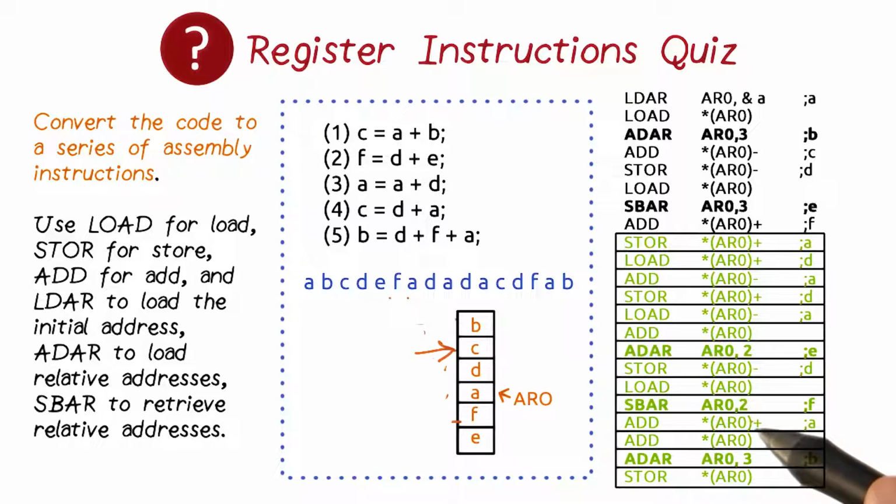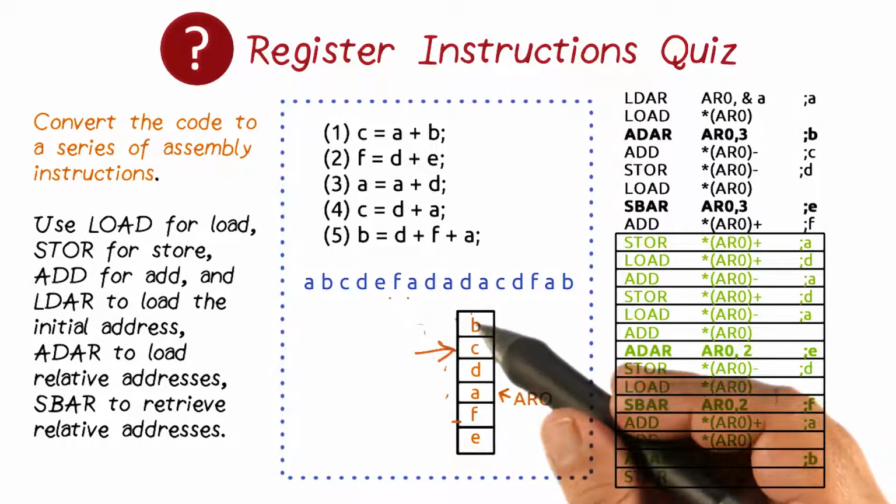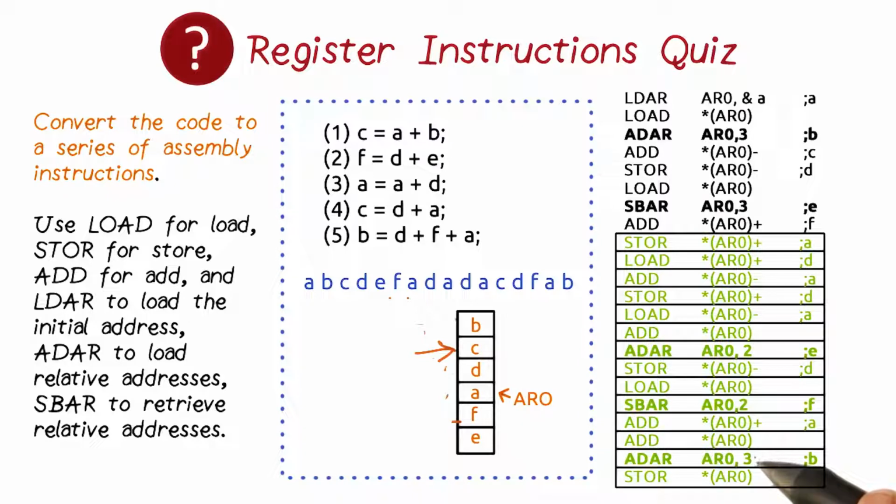Then from F we need to go to A. So we'll do an increment. We'll do another add there, which is A. But after we do the addition of A, we are going to go 1, 2, 3. That's why we are doing ADAR by 3. Then finally we do a store here.